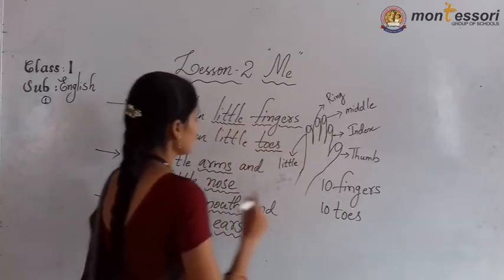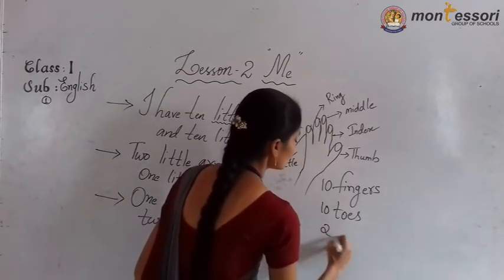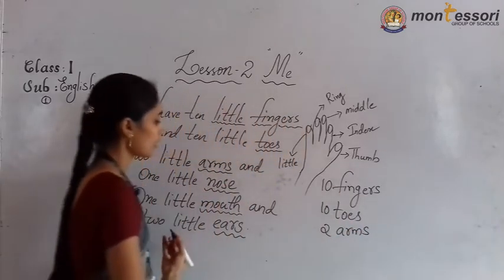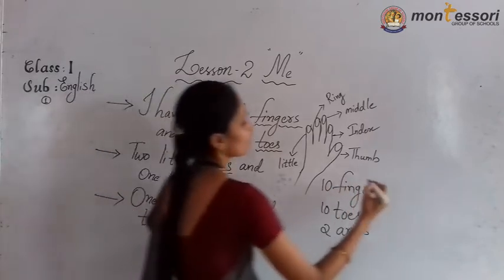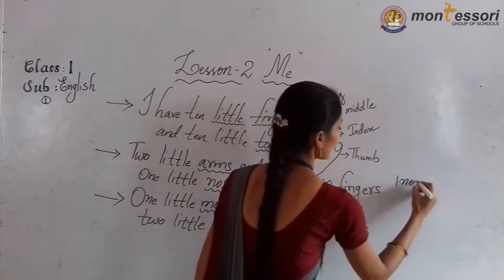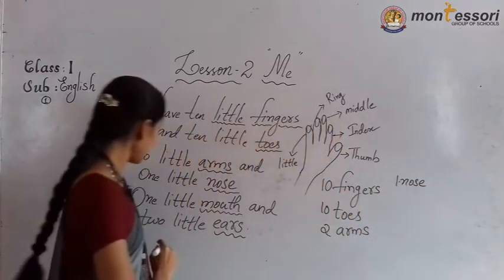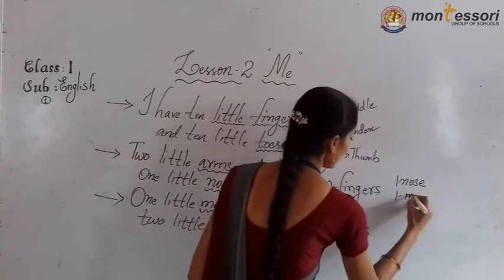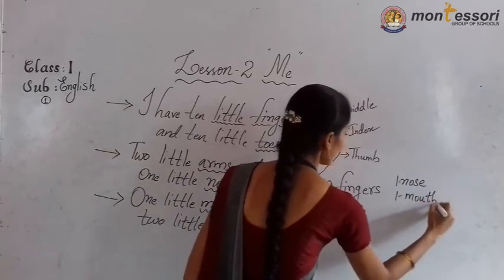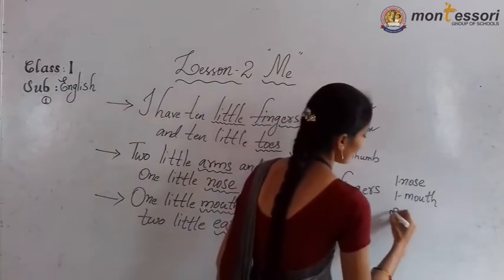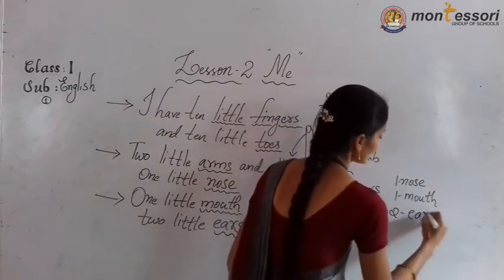Next, how many arms do you have? 2 little arms. Next, how many noses do you have? Only one nose. Next, how many mouths do you have? You have only one mouth. Next, how many ears do you have? You have only 2 ears.